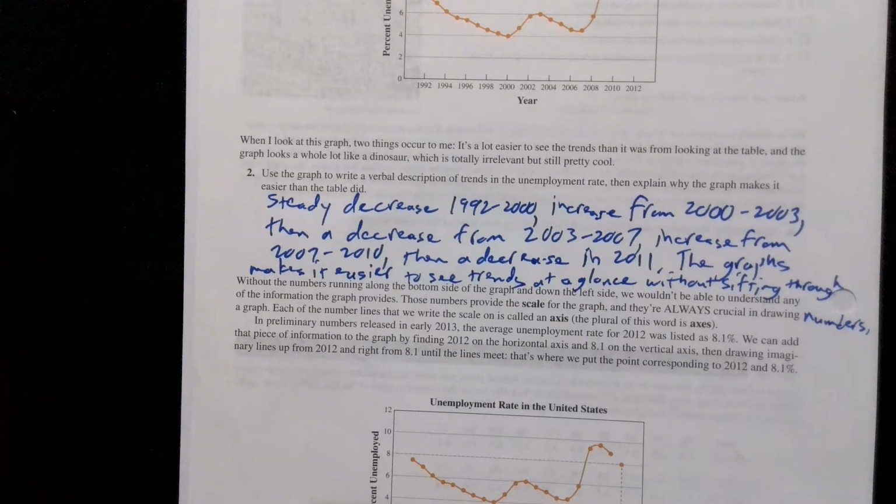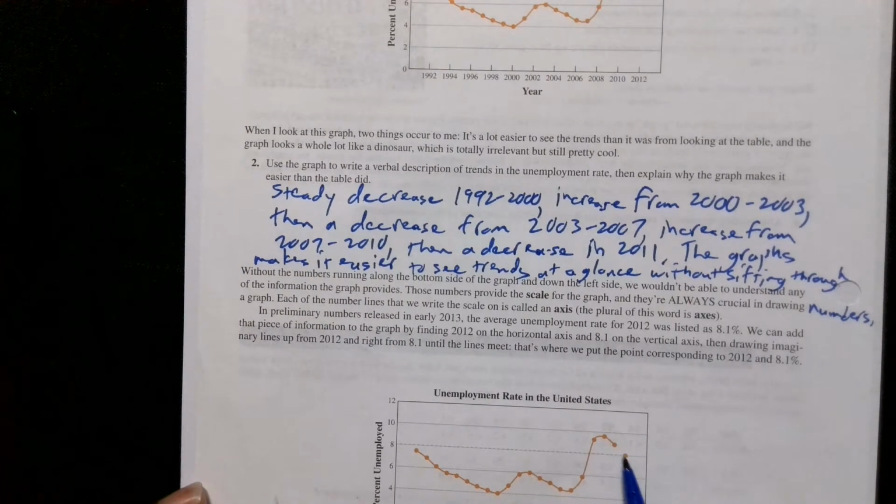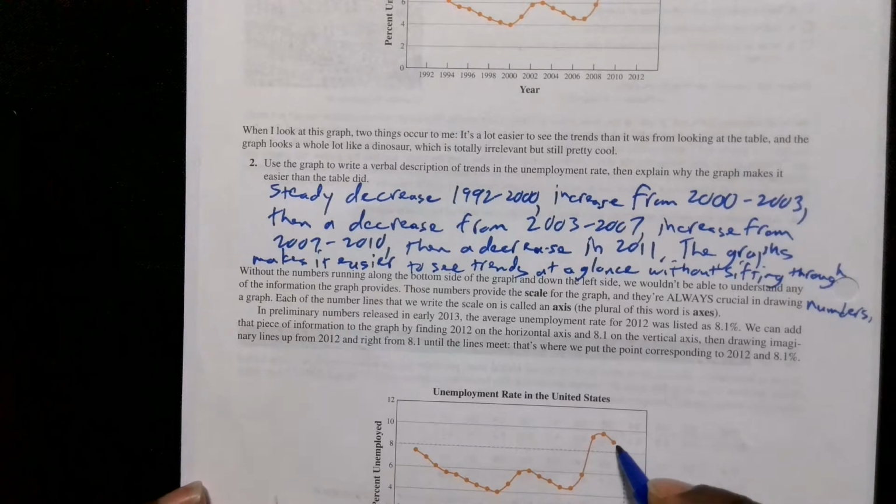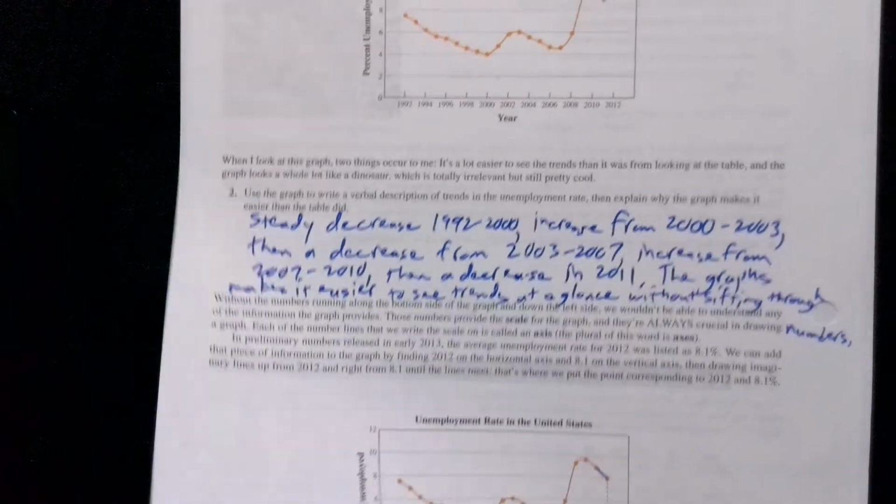In preliminary numbers released in early 2013, the average unemployment rate for 2012 was listed as 8.1%. We can add that piece of information to the graph by finding 2012 on the horizontal axis and 8.1 on the vertical axis. Then drawing imaginary lines up from 2012 and right from 8.1 until the lines meet. That's where we put the point corresponding to 2012 and 8.1%, which we show here. So basically, we will connect these. All right, so now we move on to page 135.